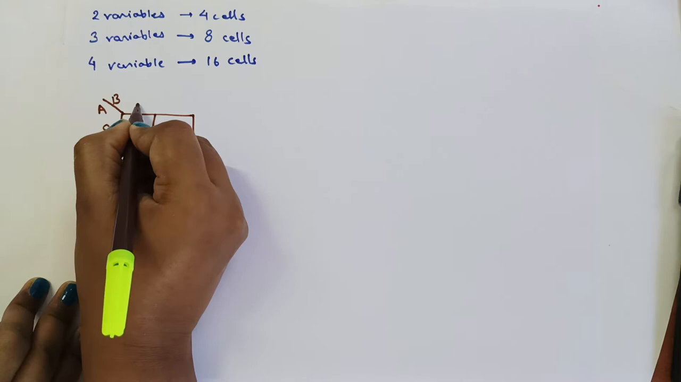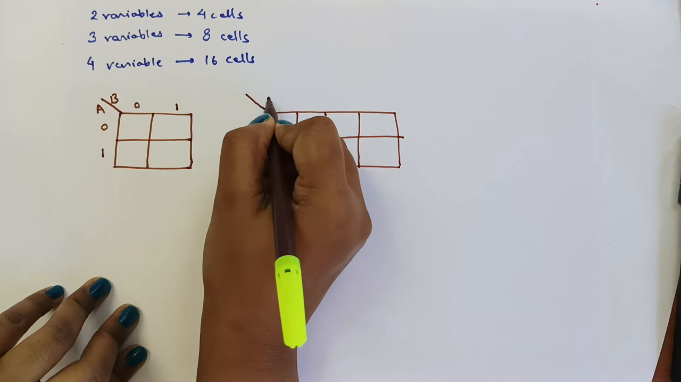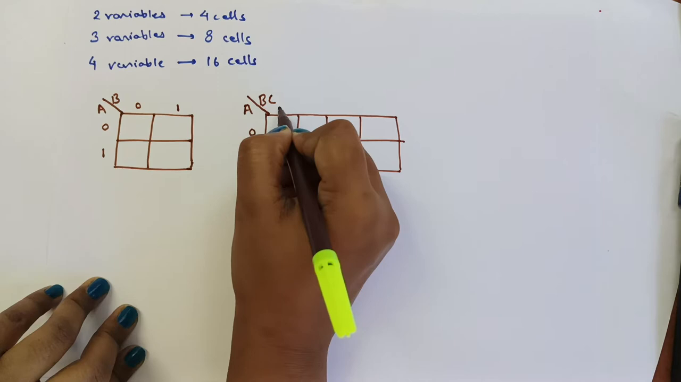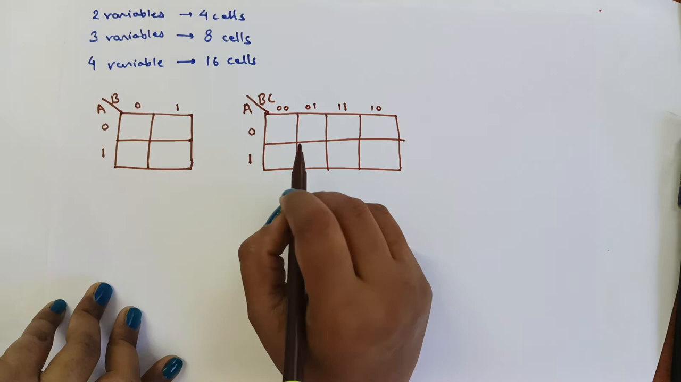Now I am drawing the K-map for 3 variables. I have taken variables A, B and C. And A can take values 0, 1 and BC can take values 00, 01, 11, and 10. Here we write 11 after 01 because adjacent cells can differ only by 1 bit.